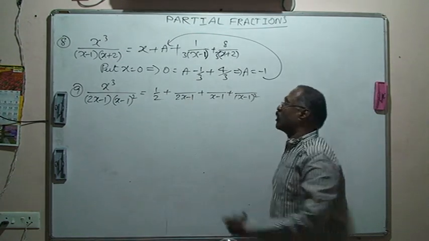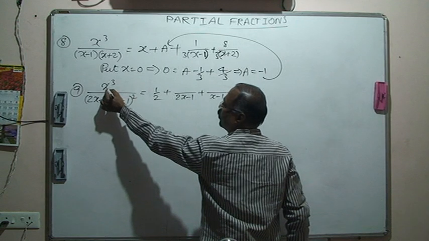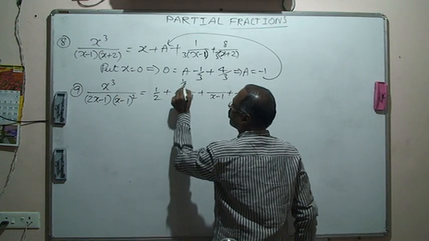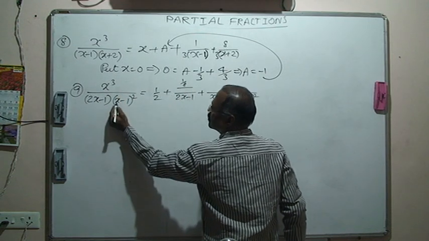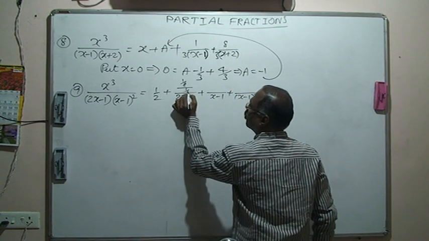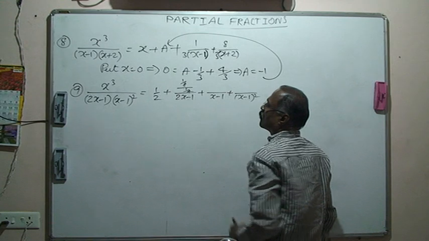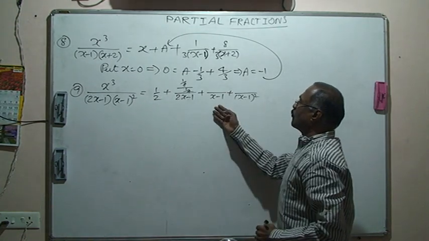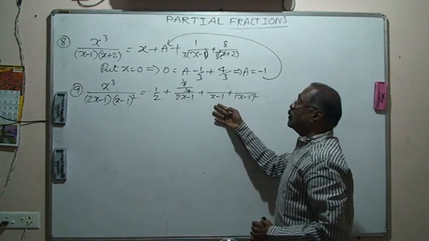Now everywhere but not there, put x equal to 1 by 2. This is 1 by 8. Put x equal to 1 by 2, this is 1 by 2 minus 1, 1 by 2 whole square, 1 by 4. Put x equal to 1 now.